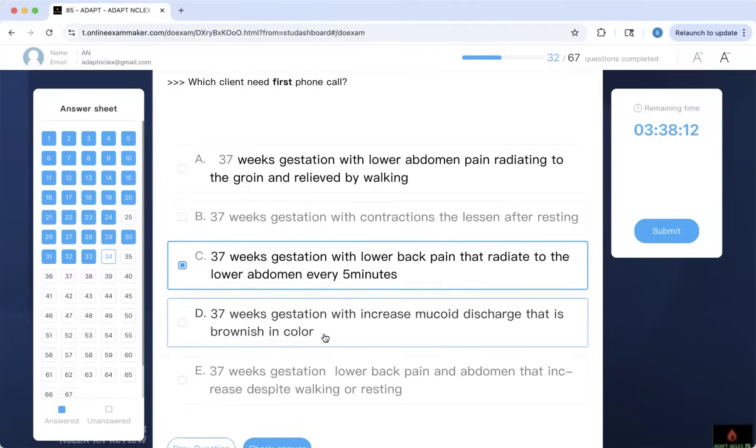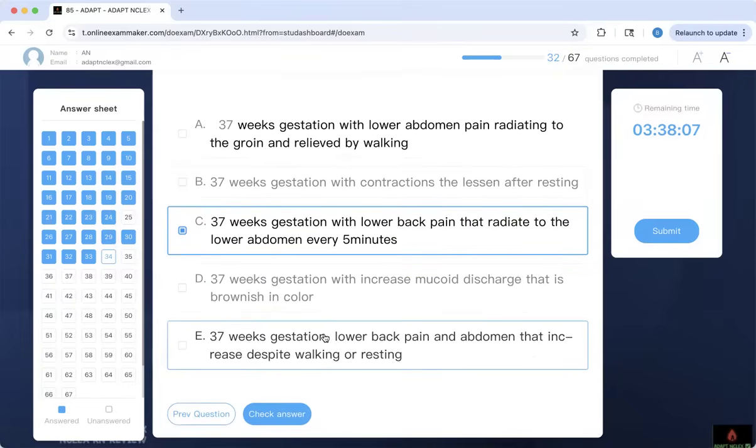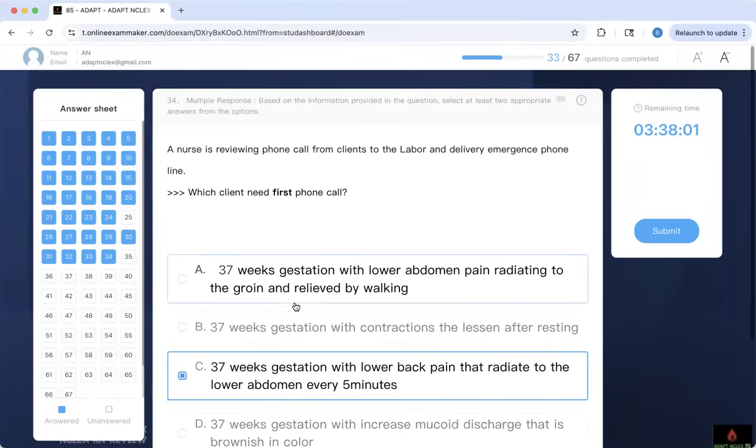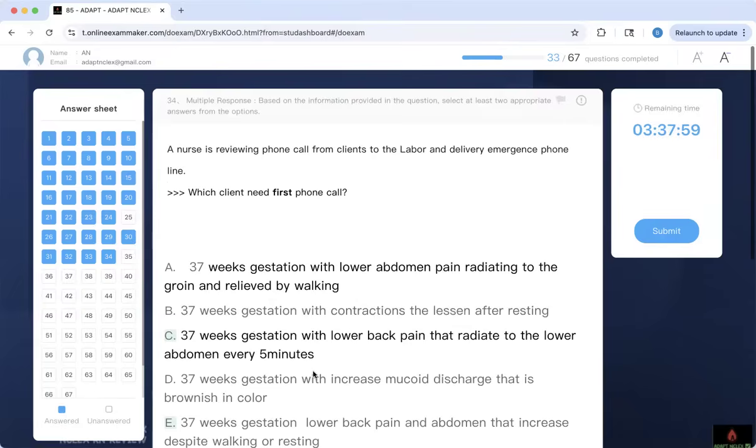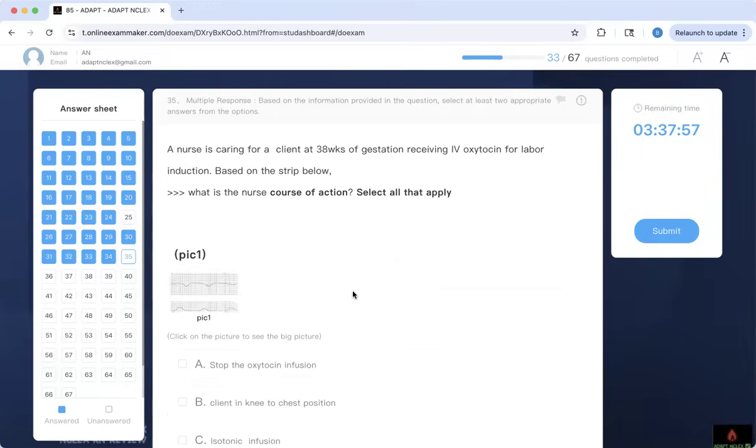Mucoid discharge is not associated with labor. It can happen without labor. And if the pain is getting worse, whether you walk or not, it's true labor. Know this. Maternity question. Maternity nursing prioritization.